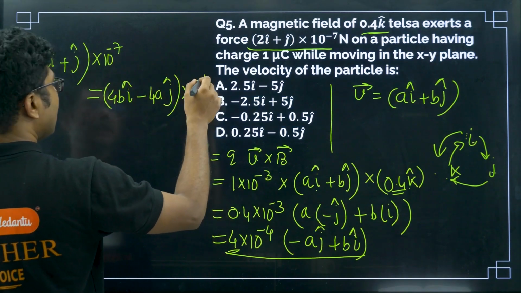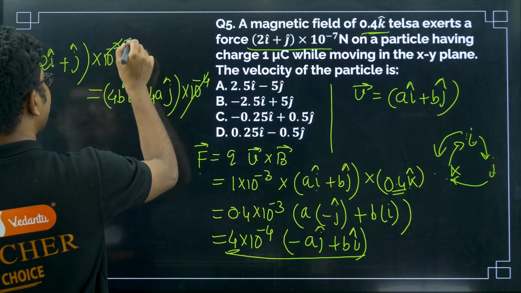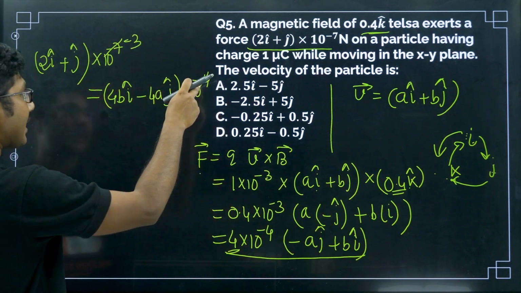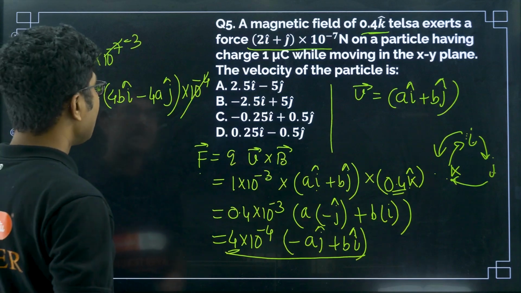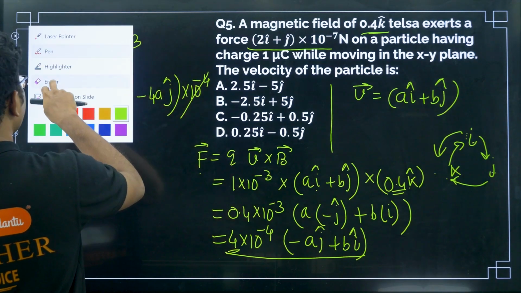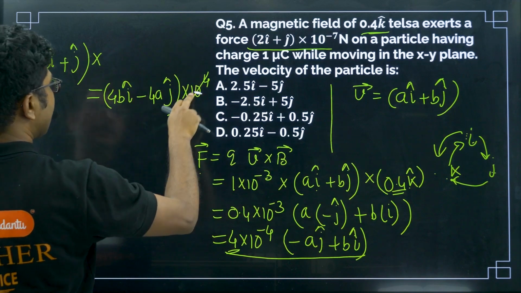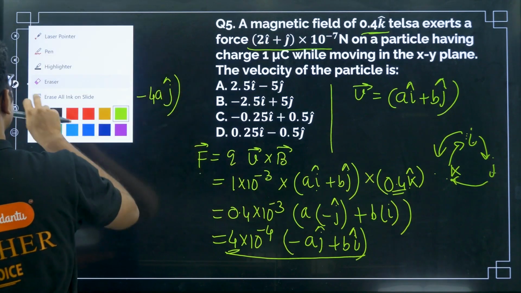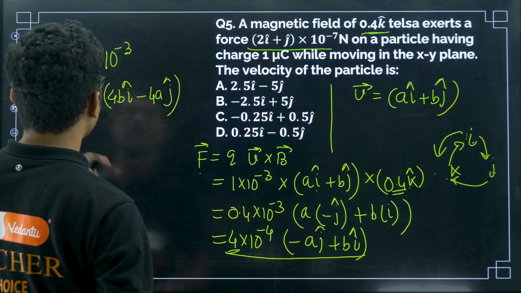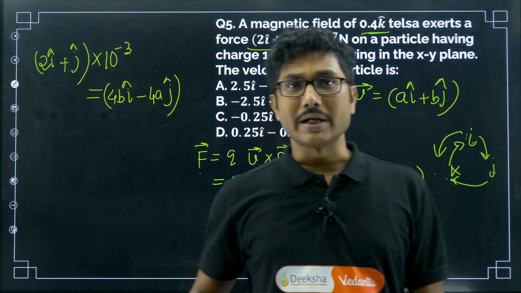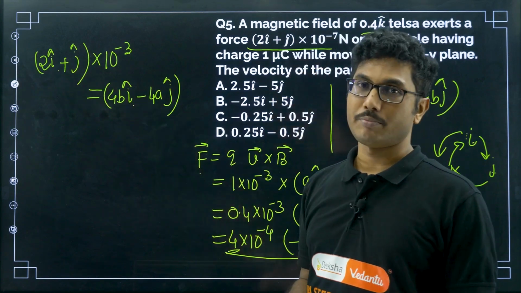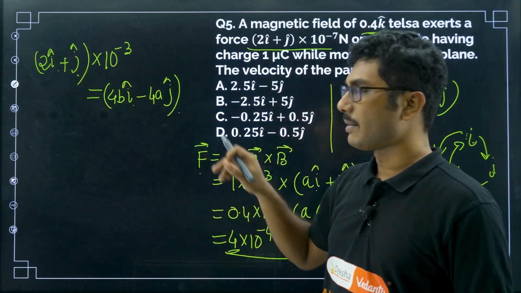Okay, so let me simplify this as well, minus 3. Here it was minus 4, here it was minus 7. So I reduced it to minus 3. So now this 10 to the power is cancelled. So the expression becomes 10 to the power of minus 3. Now let me compare. Since this is a vector quantity, in terms of coordinate geometry, we can compare i cap component with i cap component and j cap component with j cap component, right?